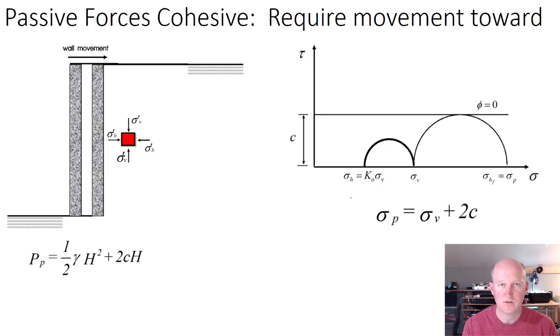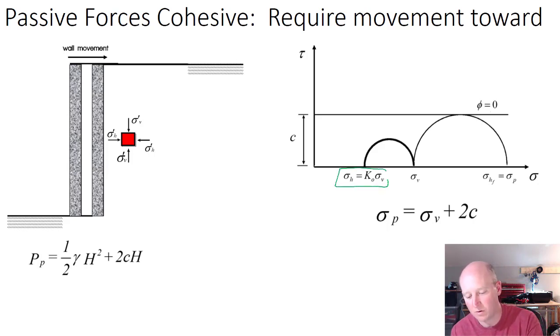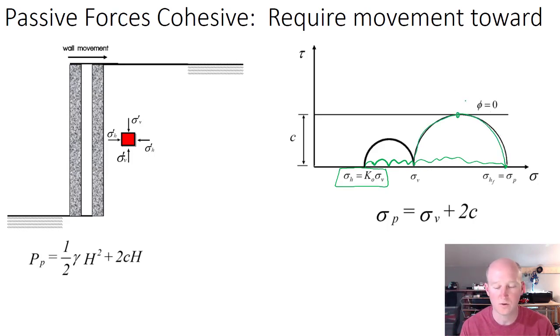For passive conditions, it's a little bit simpler. There's not this conservative thing that needs to happen. So we start with the at-rest horizontal stress, and as the wall is being pushed into the backfill, the horizontal stress increases and keeps increasing until the Mohr circle intersects with the failure plane. And at that point, the horizontal stress won't go up anymore. It will start to fail actively.